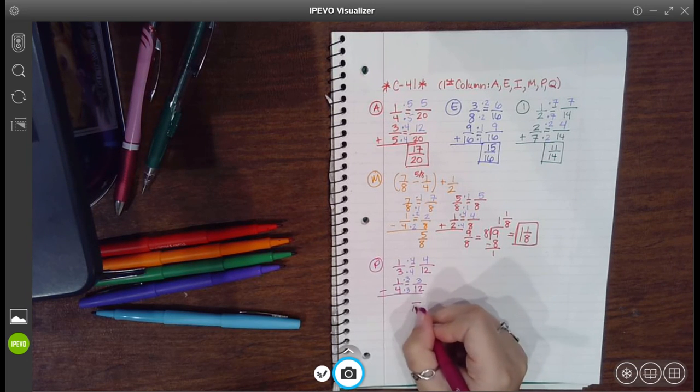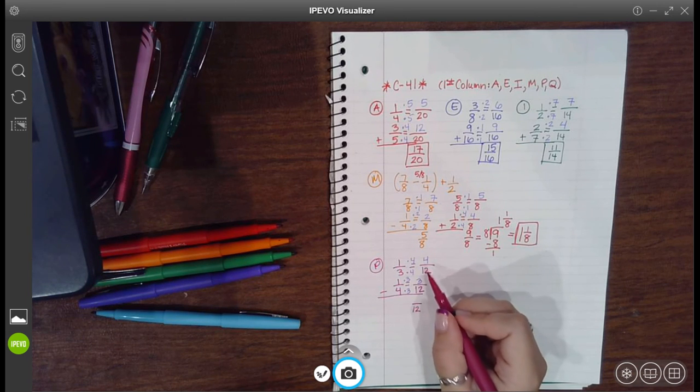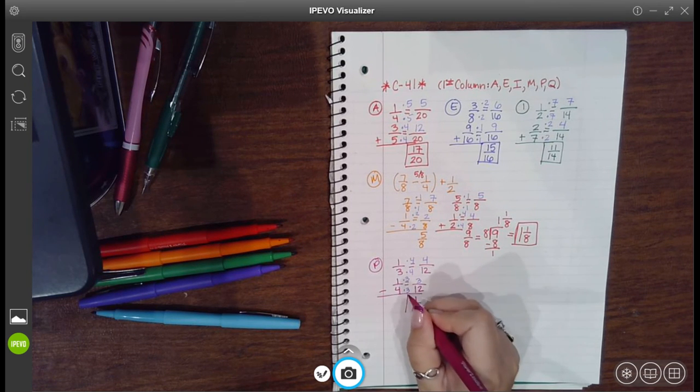Now keep the denominator the same and subtract your numerators because we're subtracting this time. 4 minus 3 is 1. Can you reduce it? No. Is it improper? Nope, it's proper, so we're good.